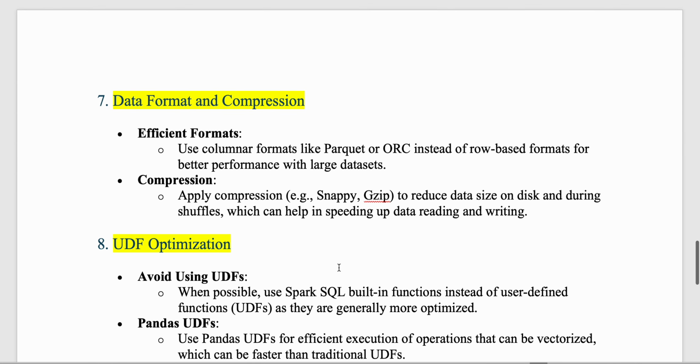Then next is data format and compression. Sometimes, because of the data format, your task takes much time. So use columnar formats like Parquet or ORC instead of row-based formats like CSV. If you have a large dataset, try to use Parquet or ORC, which are column-based storage. Then try to use compression. Apply compression like gzip or snappy to reduce the data size on disk and during shuffles, which can help speed up data reading and writing.